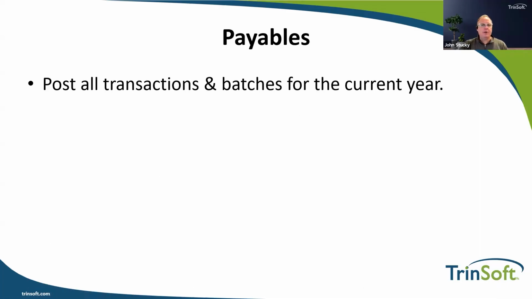All right, on to payables. Just like receivables, very similar process. What payables has additional is 1099s, which we'll talk about. First up, just like before, post all the transactions and batches for the current year in your payables module, and then fully reconcile the vendor trial balance.